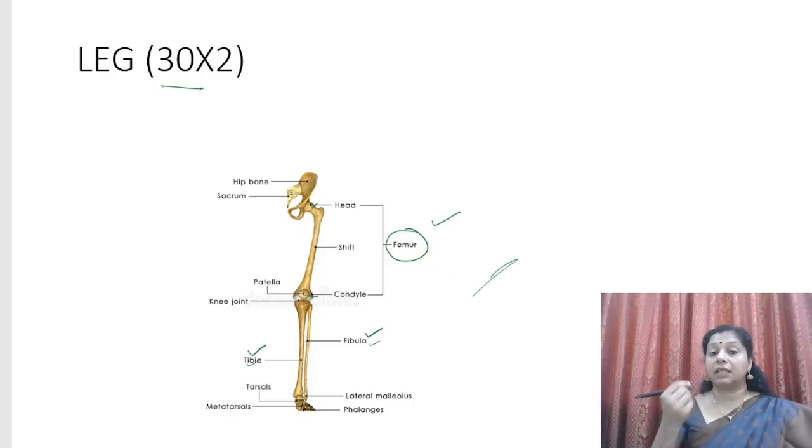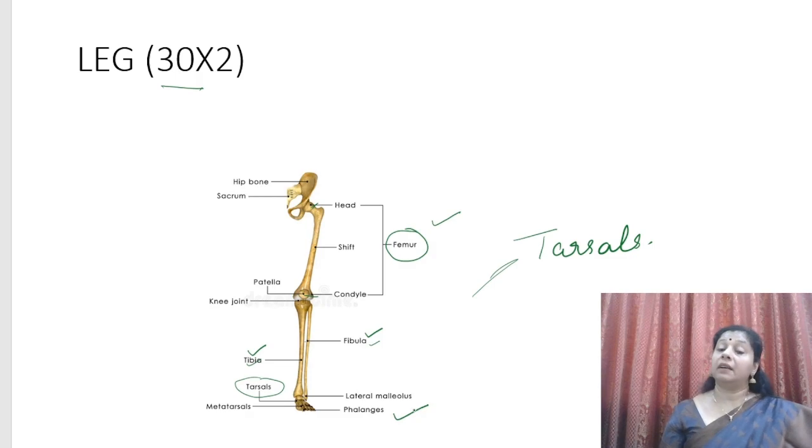And we have the carpals in our wrist region. The same way in the ankle region, we have tarsals. So instead of carpals, we have tarsals. Tarsals are then extending into metatarsals, like carpals into metacarpals in the hand. And we have the finger bones called the phalanges. But here one difference is the tarsals are only 7 in number. So one femur, one tibia, one fibula, 7 tarsals and 5 metatarsals and 14 phalanges.